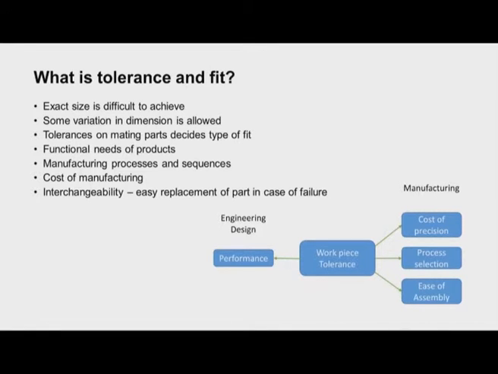So, in order to produce the part more economically, some variation in dimension is allowed by the design engineer, which will satisfy the functional requirement. So the tolerances on mating parts decide the type of fit. For example, the design engineer has made some calculations, and the design shows that the size of the shaft is 10 millimeter.